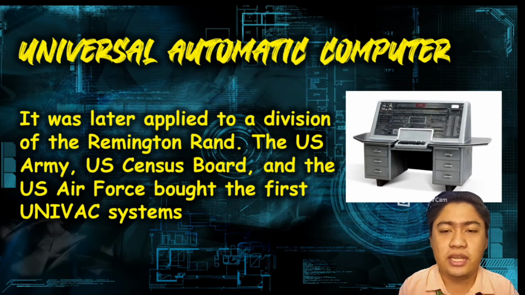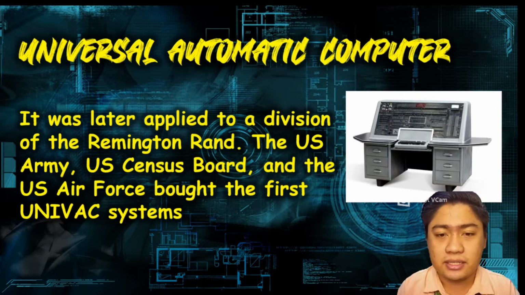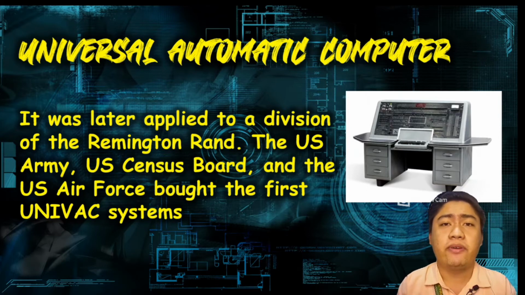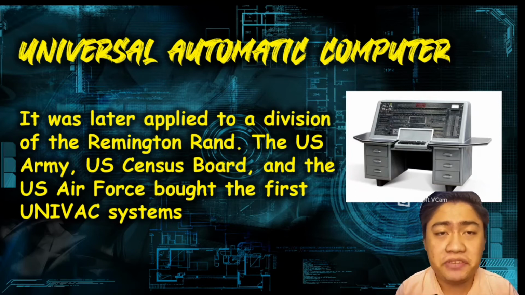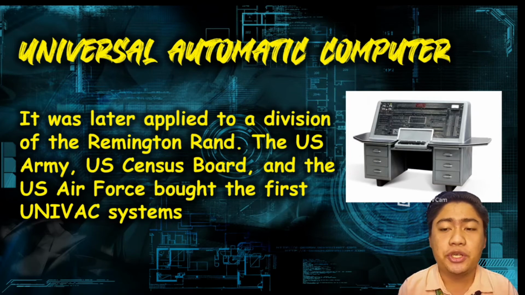Now, how about the UNIVAC? UNIVAC means Universal Automatic Computer. It was a computing machine built also by the Eckert-Mauchly Computer Corporation in the 1950s. It was later applied to a division of Remington Rand, the U.S. Army, the U.S. Census Bureau, and the U.S. Air Force, who were the first UNIVAC users. The operating instructions or programs of a first generation computer were specifically built for the task for which the computer was manufactured. Machine language was the only way to make these machines perform operations. So that's the first generation of computers.